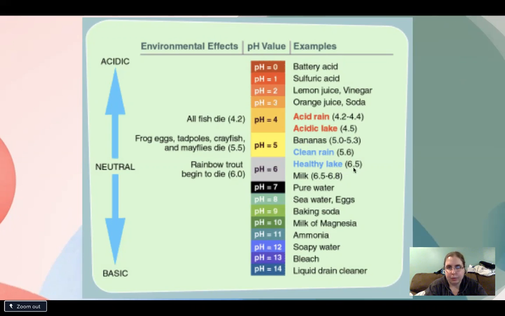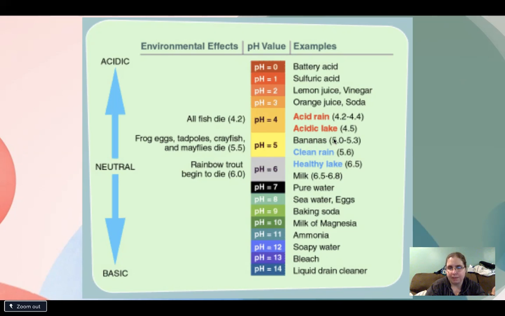pH of 6. So remember, a healthy lake is 6.5. When you get to 6, that's when rainbow trout begin to die. So we're starting to see negative effects. It's actually just that 0.5 range that is enough to cause entire species to die out. Clean rain is 5.6. Now, at 5.5, just slightly below that, frog eggs, tadpoles, crayfish, and mayflies all die off. That's the point where it's too acidic for them, and they can no longer survive in that lake.